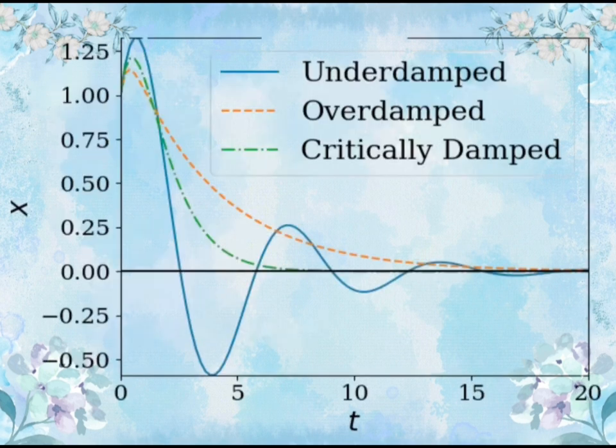This graph shows how each type of damping behaves over time. The blue line shows an underdamped motion. It still oscillates but with smaller and smaller swings. The orange line is overdamped. It returns to rest slowly without oscillating. And the green line is critically damped. It returns to rest the fastest without overshooting or oscillating.